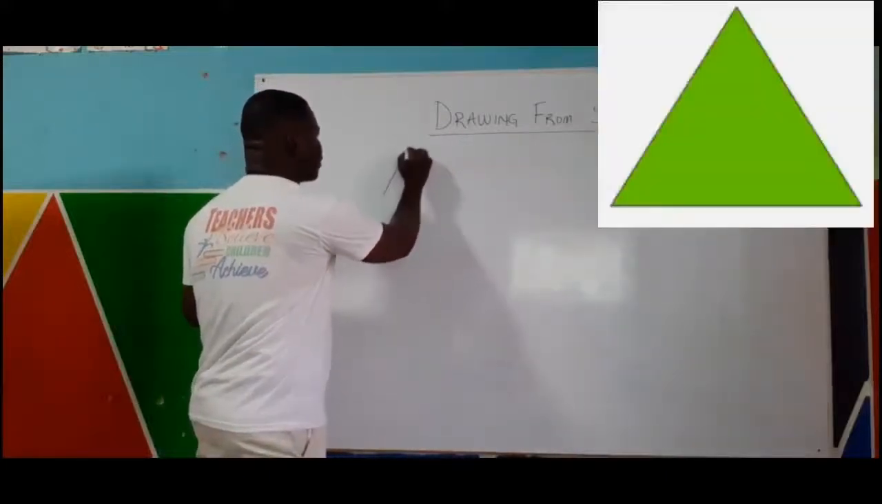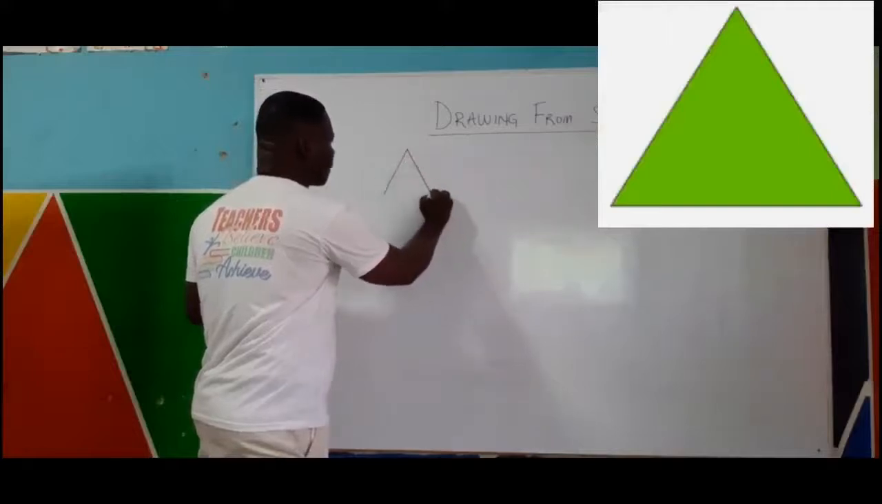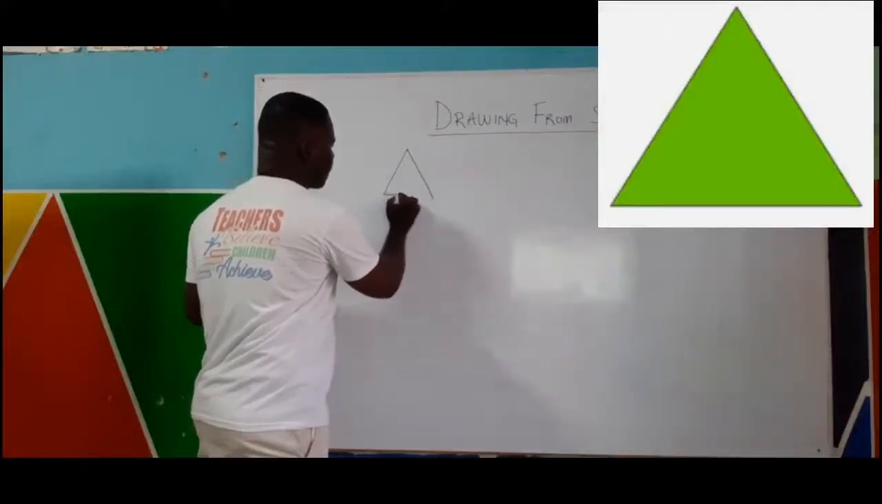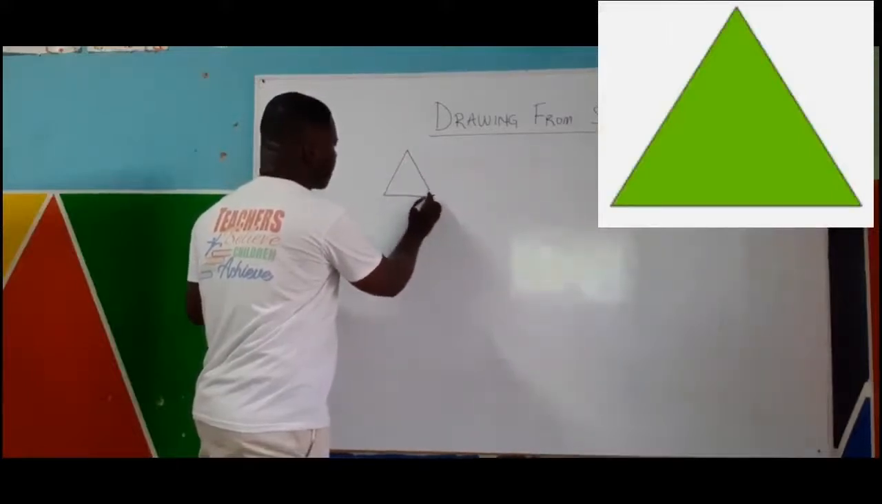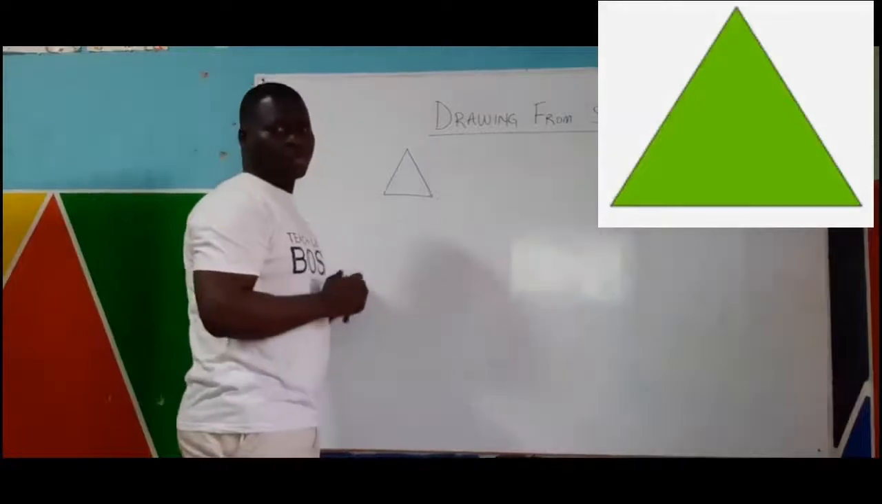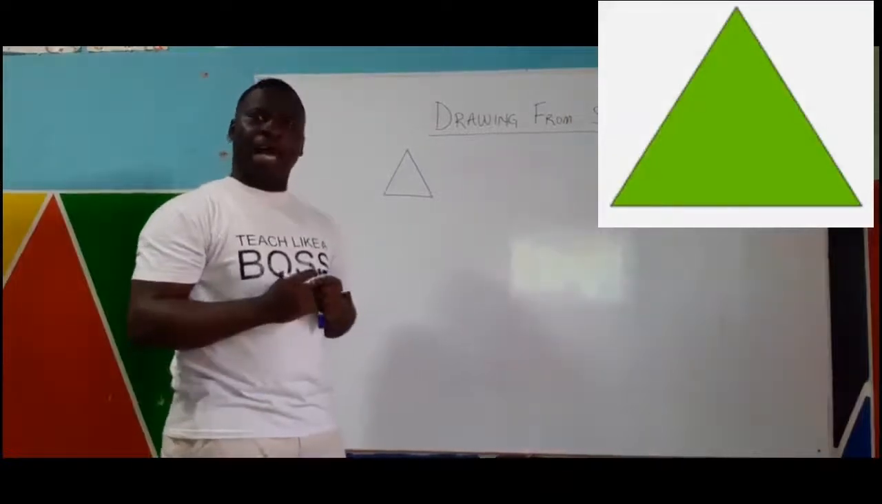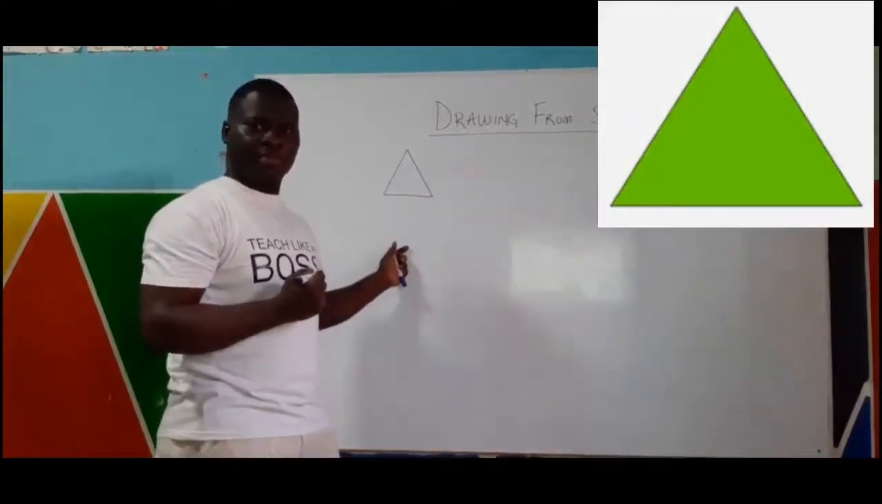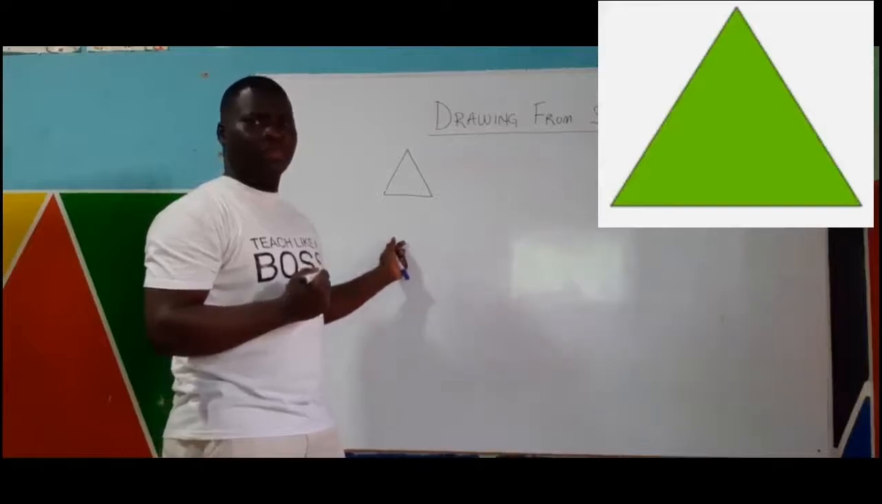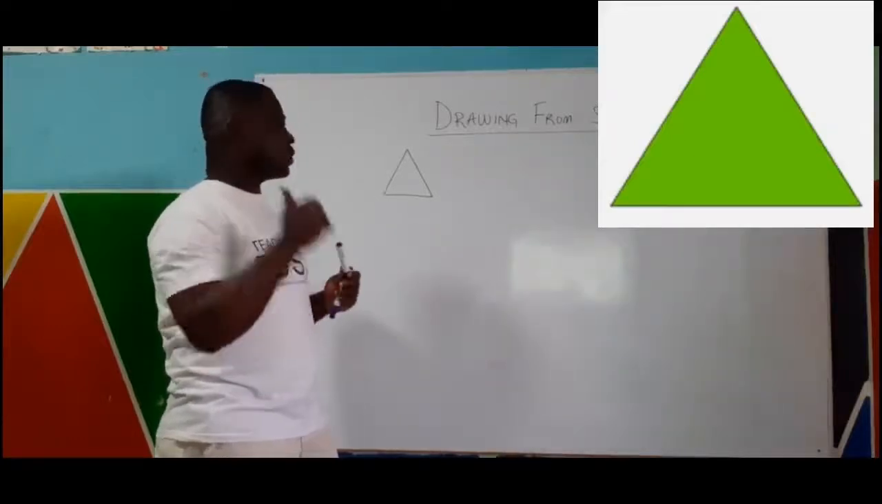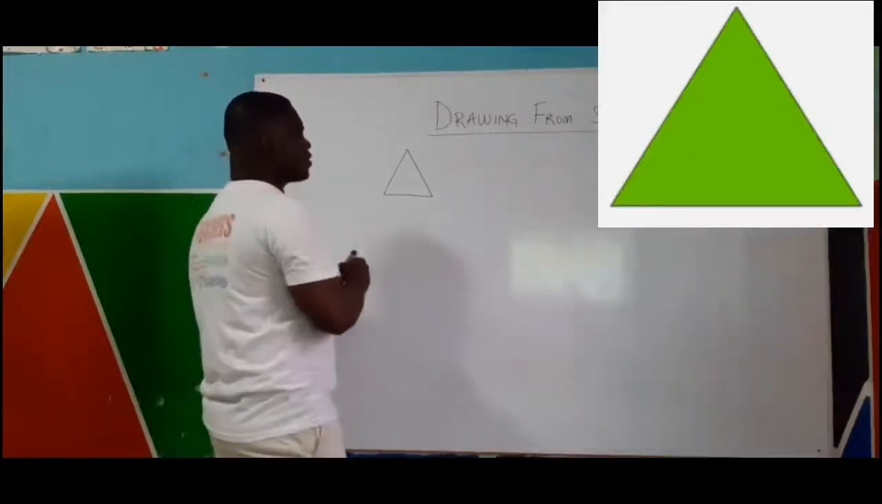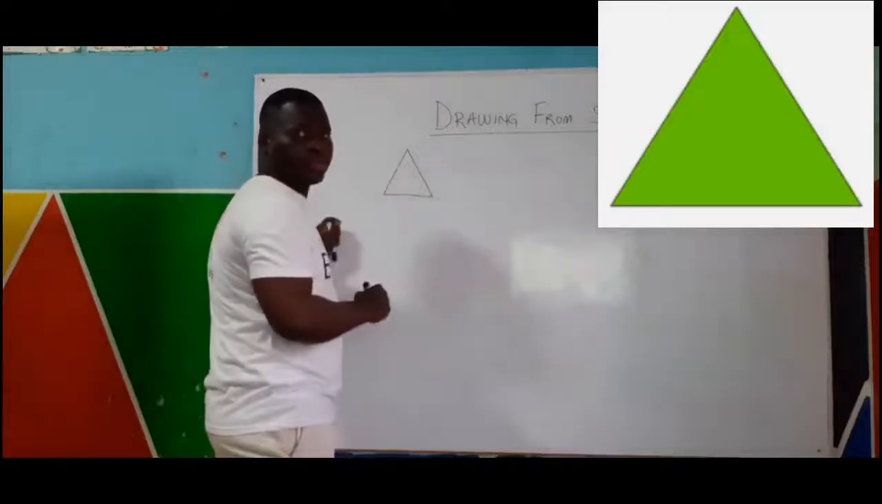What shape is this? Are you able to identify this? Good. If you are, well done. So this is a triangle.